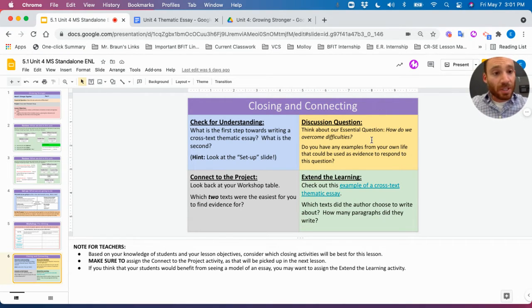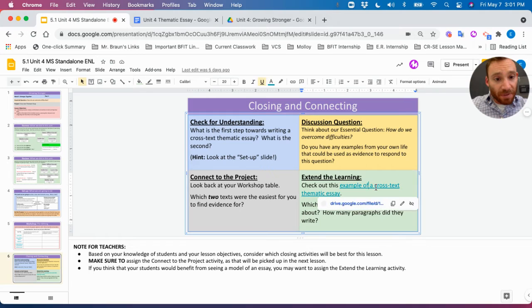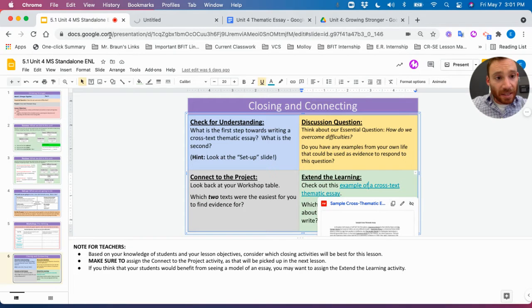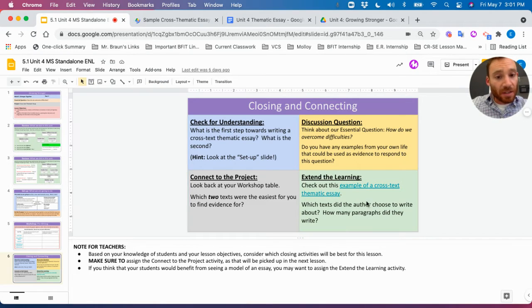You could further discuss the essential question to help aid in students' analysis of the texts. And finally, an important task that may carry over into the next lesson is to look at a sample essay. That sample essay could be found at this link, and it's a sample cross-thematic essay using 2 different texts, but the concept is very similar and the format is very similar.